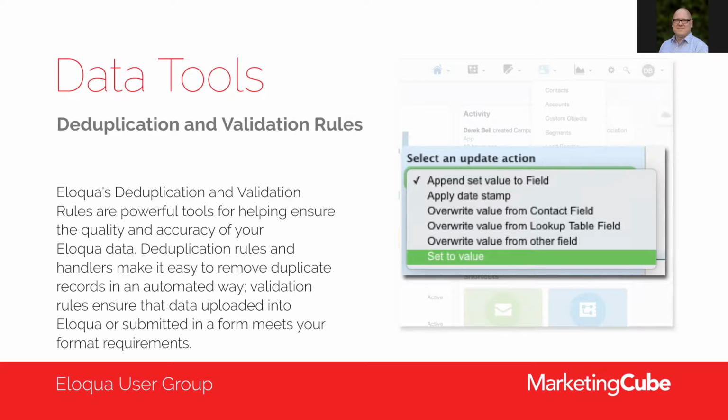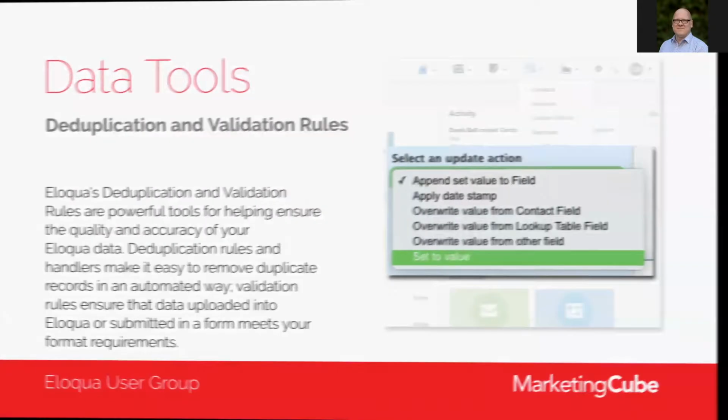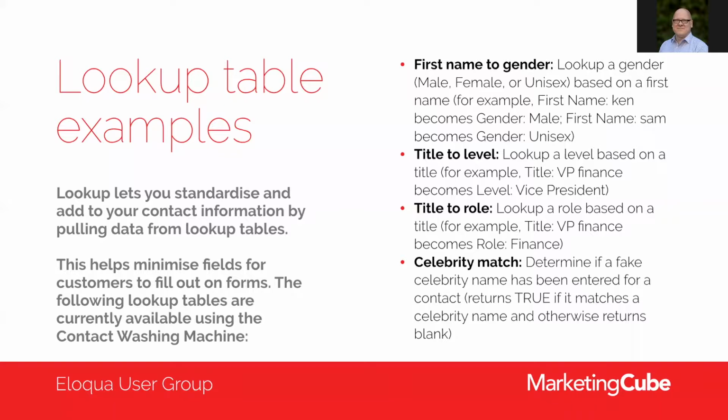So lookup tables become a little bit exciting, well, exciting from a geeky point of view, that is. But I've got a very specific example that I want to show you where we at Marketing Cube use lookup tables. Now, in the context of the contact washing machine, which we'll talk about a little bit later, the contact washing machine has a few of these already built in, and it's quite neat. You can set them to do a whole range of things. So they've hardwired and built in 4 of them.